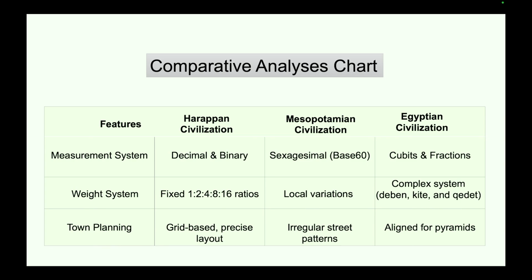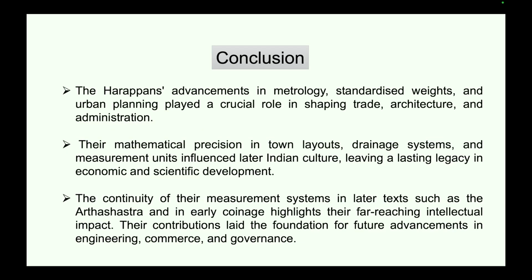In the category of town planning, a grid based precise layout was followed by the Harappans, an irregular street pattern is reported from the Mesopotamian civilization, and in Egyptian civilization it is shown by the aligned pyramids. So, in conclusion, we can say the Harappans' advancement in metrology, standardized weight, and urban planning played a crucial role in shaping trade, architecture, and administration.